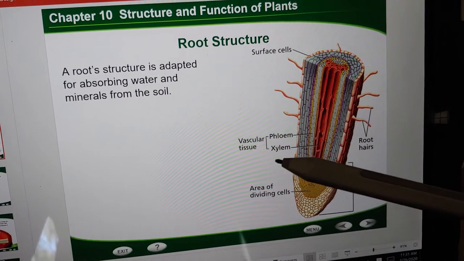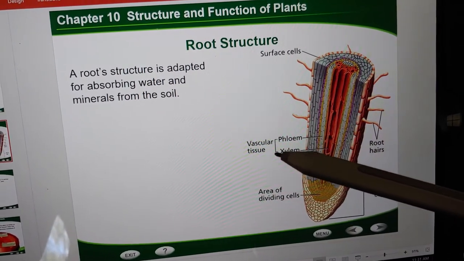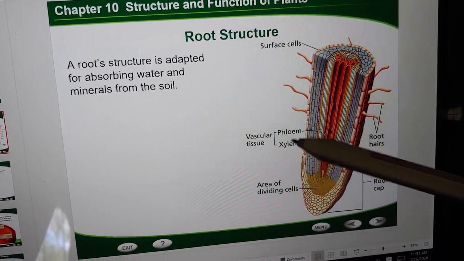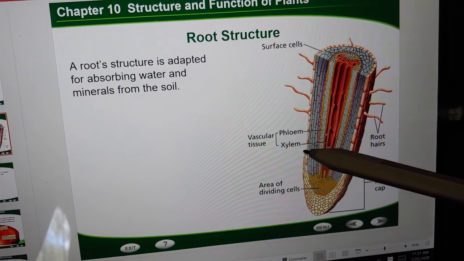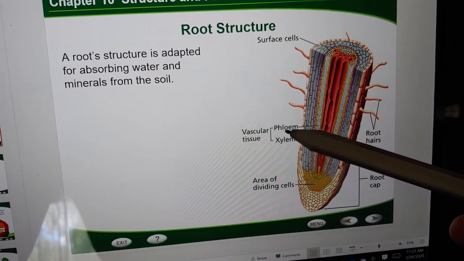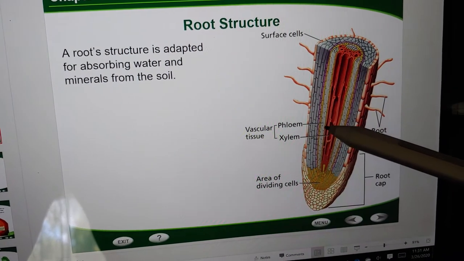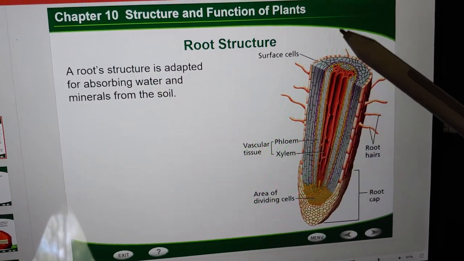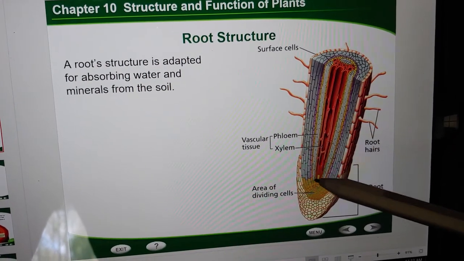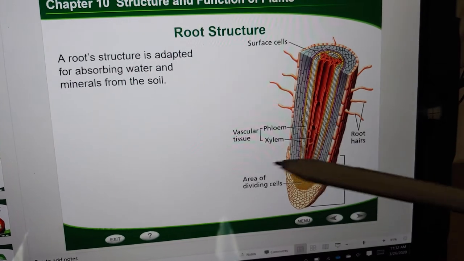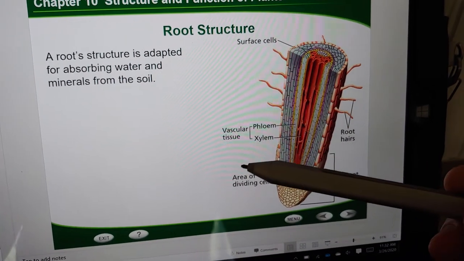Because we find roots in vascular plants. Remember, vascular plants are plants with vascular tissue. It basically has these tubes called xylem and phloem. Remember, phloem, ph, the F sound, phloem moves food. So any food that's made in the top of the plant where the leaves are travels down, and that way this part of the root could be fed with the food. Now, water is located here. This is where the plant absorbs water, by the roots.